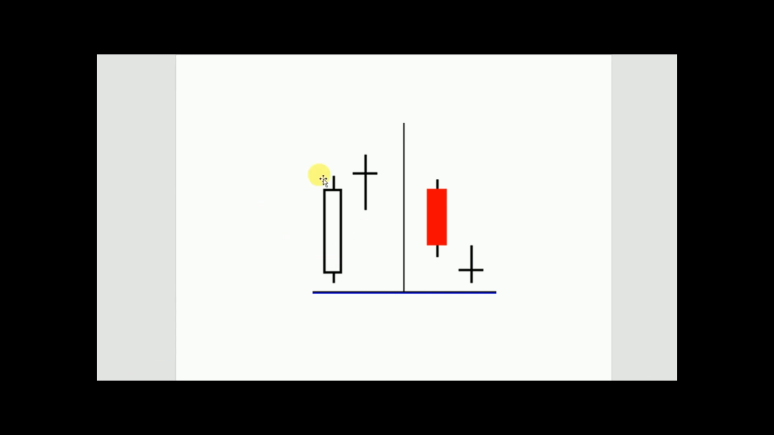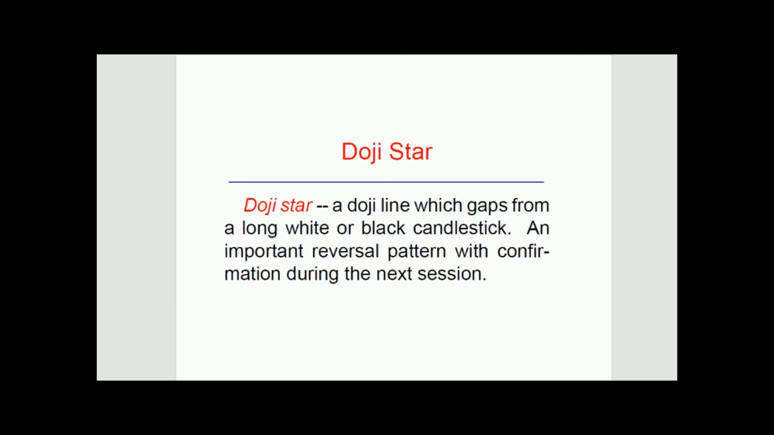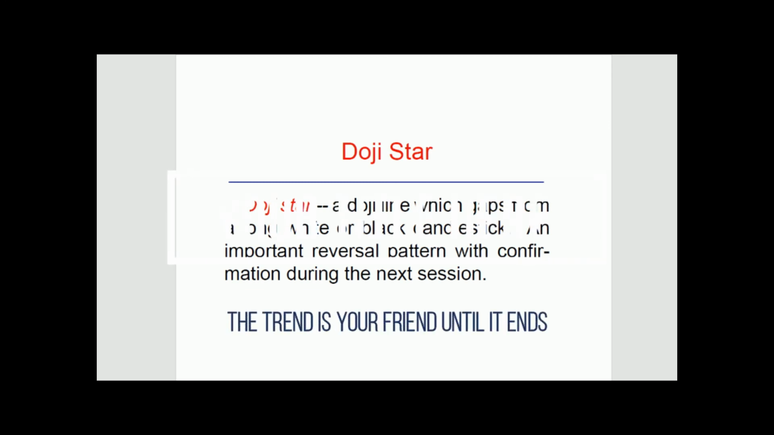The next one is called the Doji Star. On an uptrend comes a doji, on a downtrend there's a doji. Usually it's called a reversal pattern. Doji Star usually happens when the trend is coming to an end, right? So remember the mantra in technical analysis: the trend is your friend until it ends. All right, so remember that.